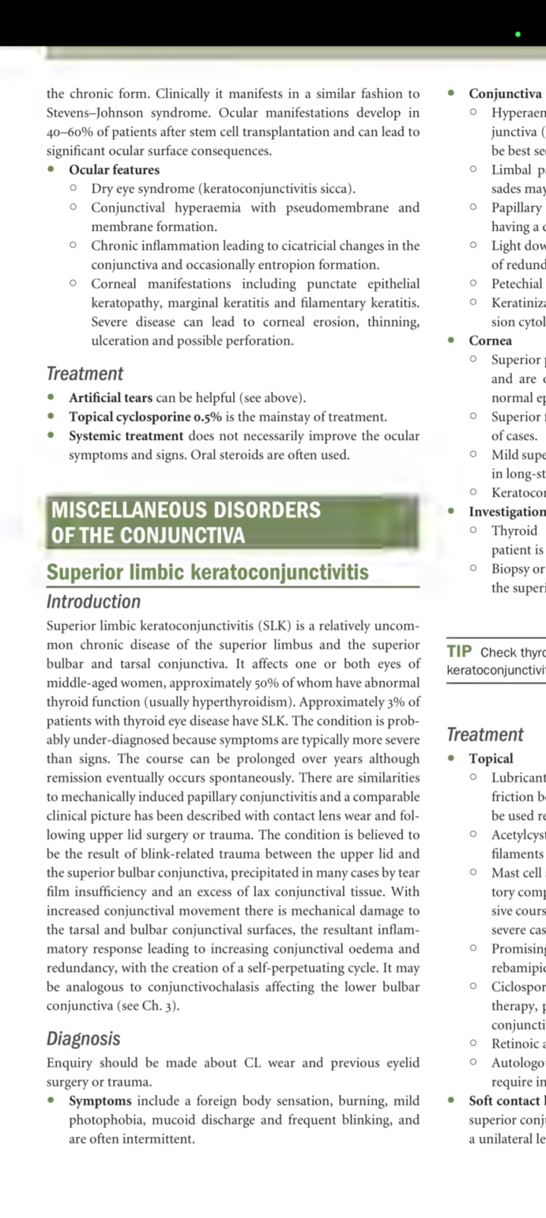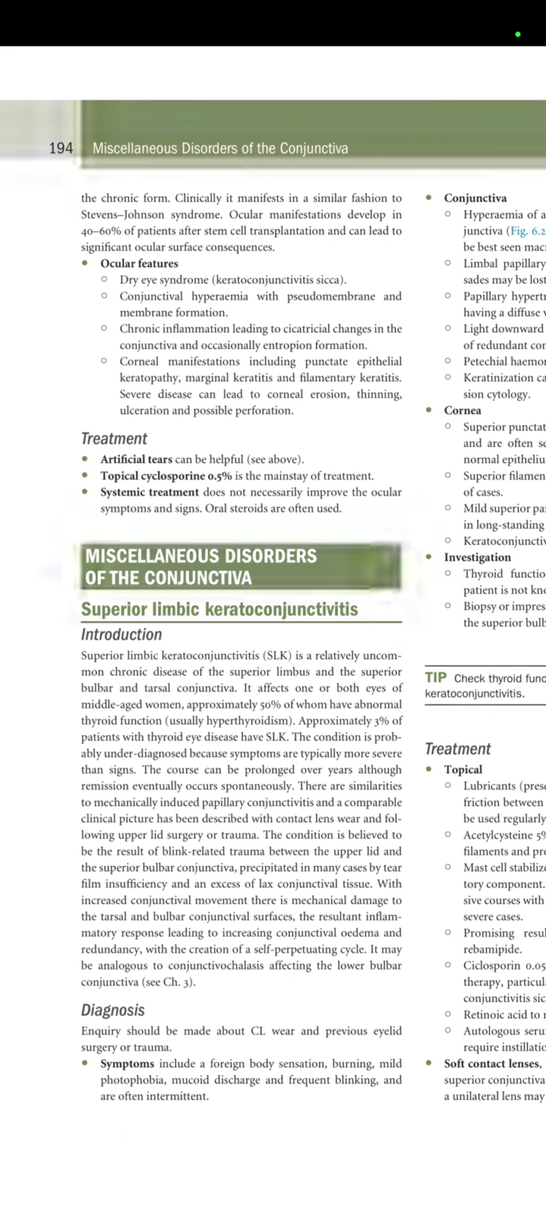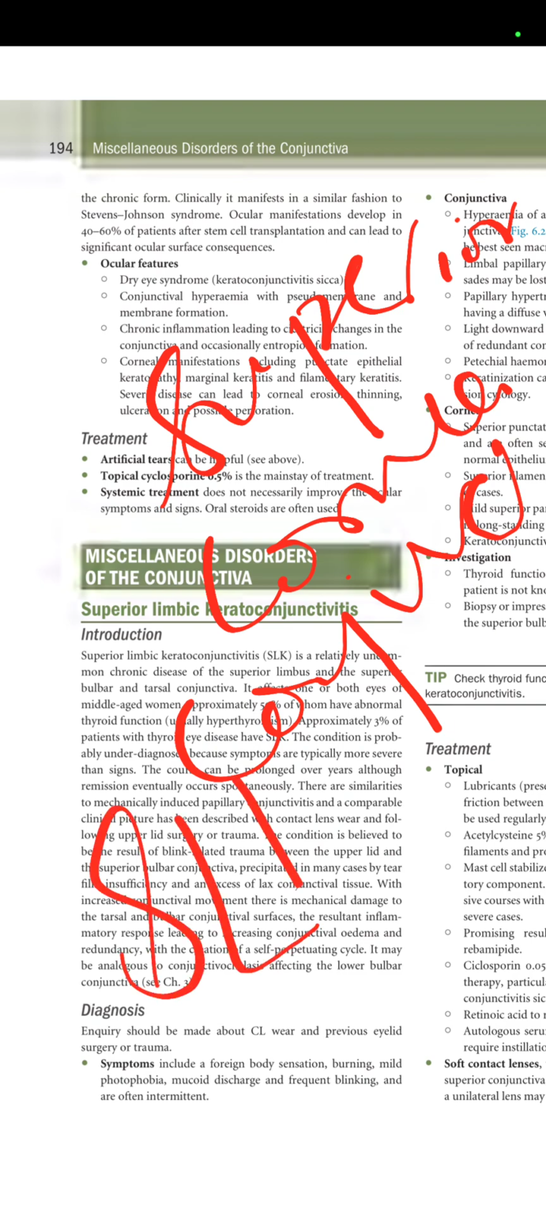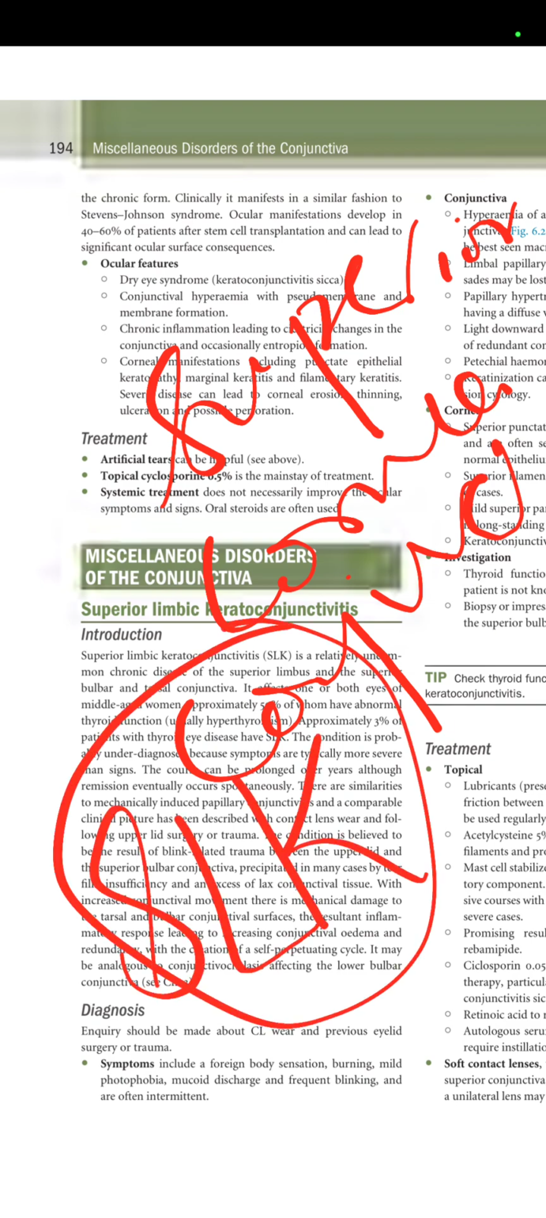In this part we are going to study the miscellaneous disorders of the conjunctiva. You cannot bring them into one category, but these are important ones, especially superior limbal keratoconjunctivitis. Why is it called superior limbal keratoconjunctivitis? Because in this case, the superior side of the cornea and the superior side of the conjunctiva are involved. That is why it is called superior limbal keratoconjunctivitis, or SLK.